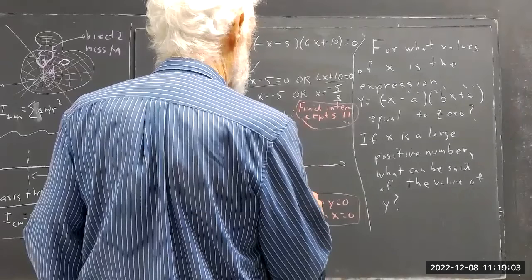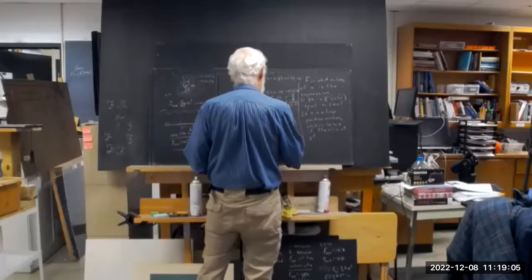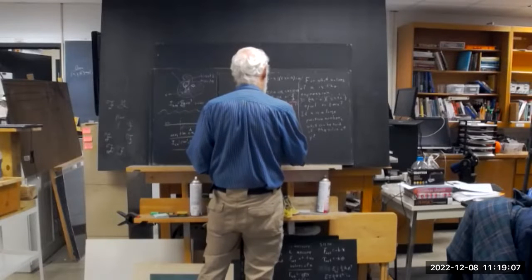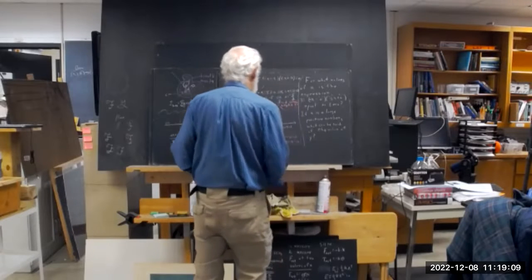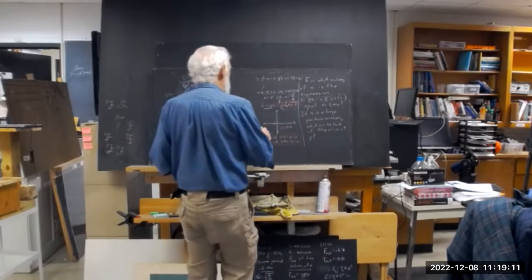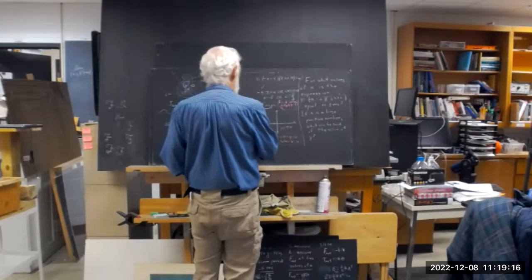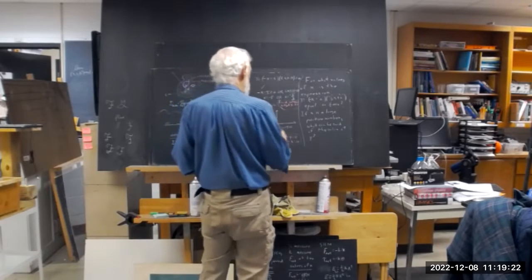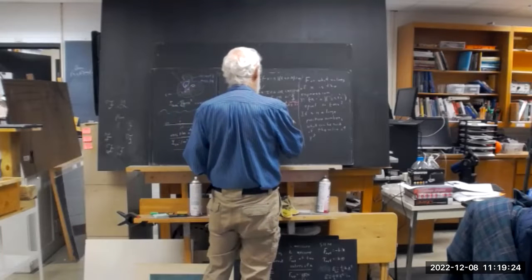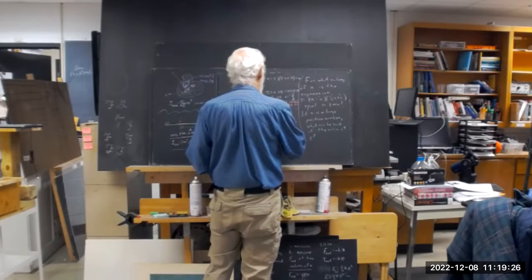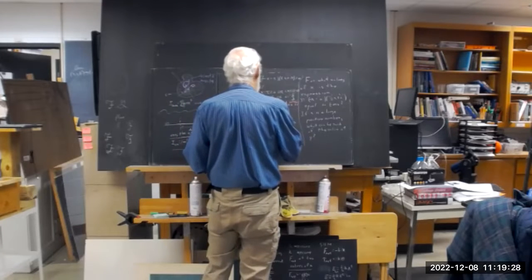Okay, so well. We have 0, -50, and we have -5, 0. And -5/3, 0.